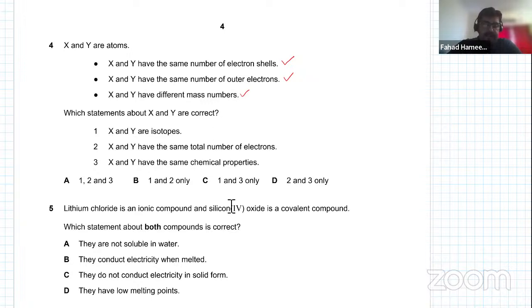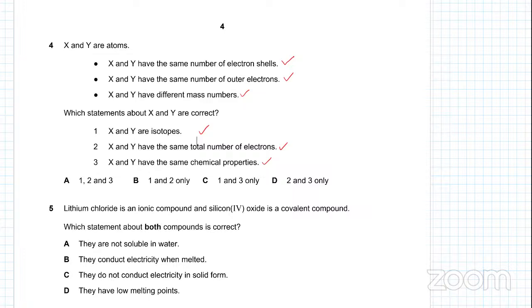One, and which other is true? Two is also correct. They have the same chemical properties. So all three are correct. They're all correct. So it's A.